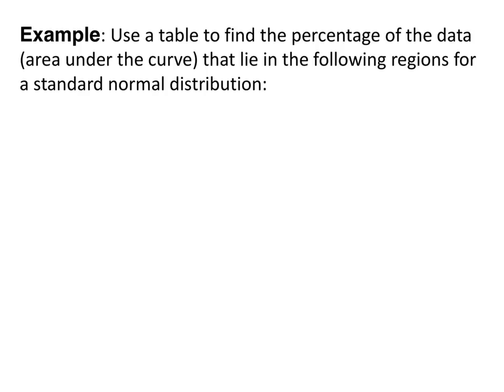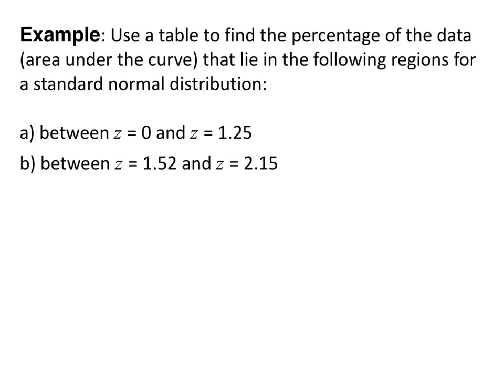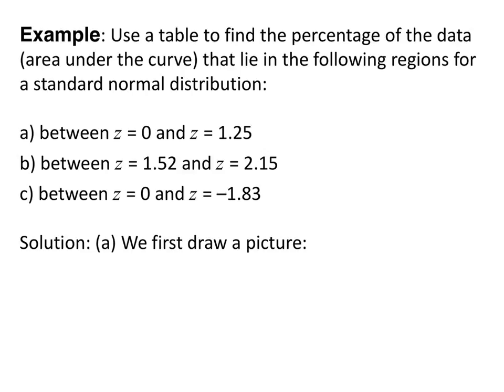Okay, so let's use a table to find the percentage of the data that lie in the following regions for a standard normal distribution. So the first region is between 0 and 1.25. Then we'll do the following ones. Okay, so let's start with A. Remember, when you're doing these problems, you always want to start by drawing a picture. So let's draw our picture. We're going to draw the normal distribution. We're going to label our mean as 0. And the z-score we want is 1.25. That's to the right. And we want the area between 0 and 1.25. So let's go ahead and shade that. Okay, so this is the area that we want.